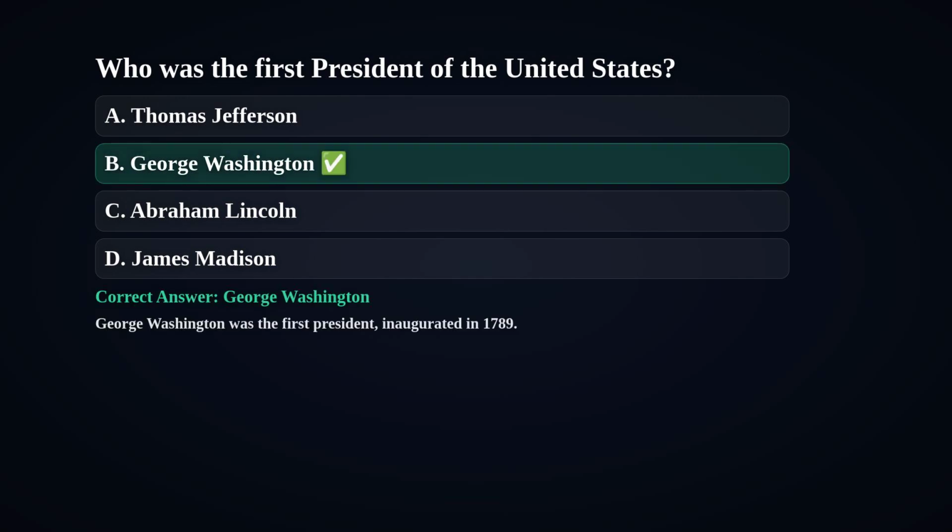The correct answer is B. George Washington. He became the first U.S. president and was sworn in during the first presidential inauguration in 1789.